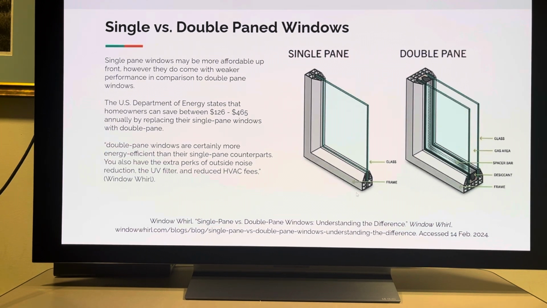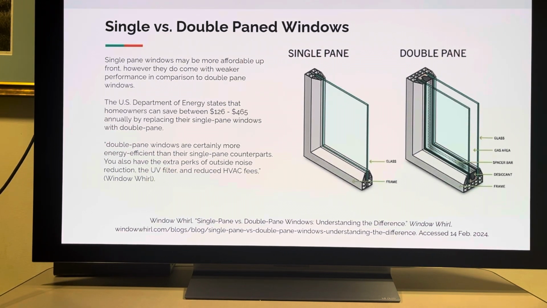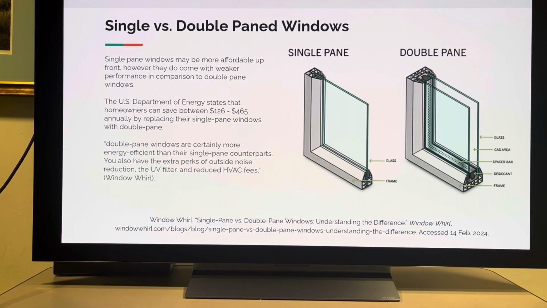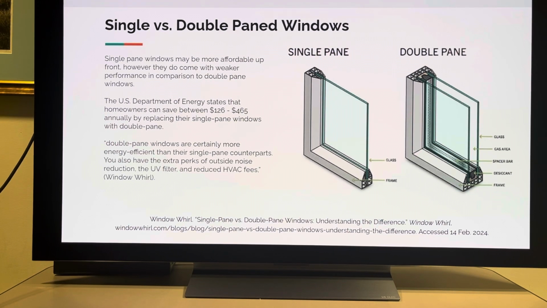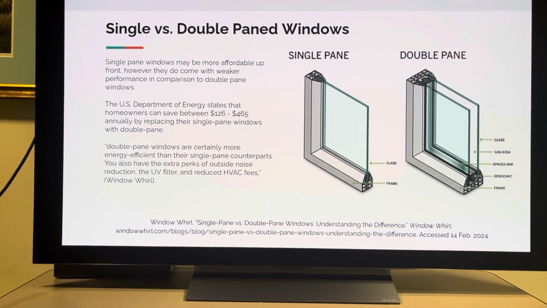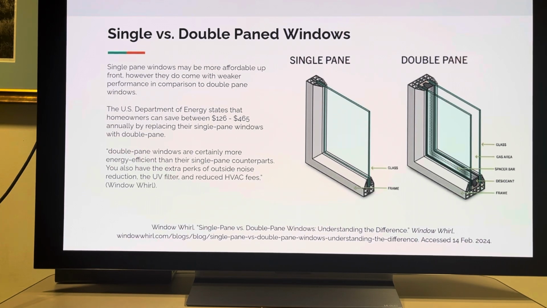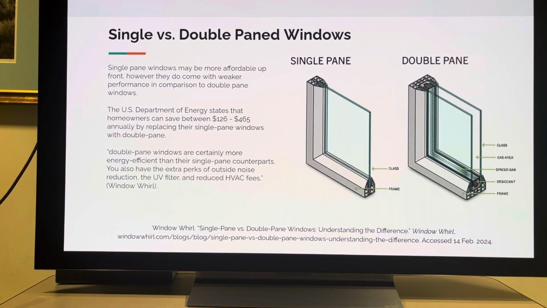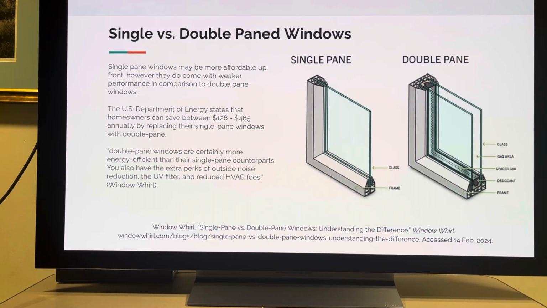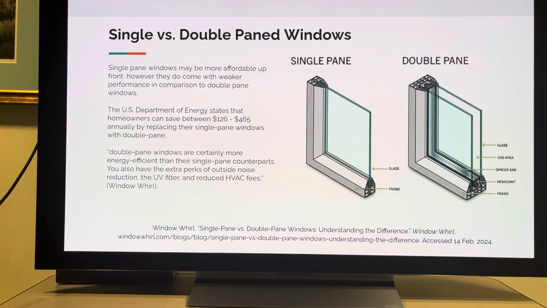Single versus double pane windows. Single pane windows may be more affordable up front, however they do come with a weaker performance in comparison to double pane windows. The U.S. Department of Energy states that homeowners can save between $126 and $465 annually by replacing their single pane windows with double pane. Double pane windows are certainly more energy efficient than their single pane counterparts. You also have the extra perks of outside noise reduction, the UV filter, and reduced HVAC fees. That's from Window Whirl.